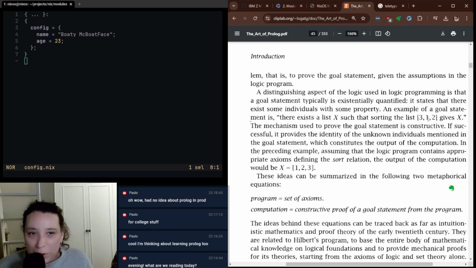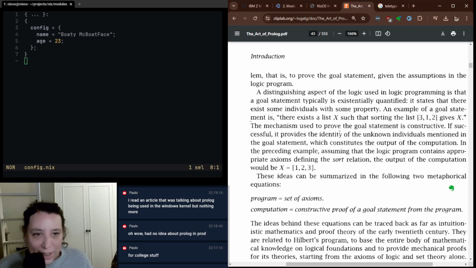Okay, cool. Which would be 1, 2, 3, right? The mechanism used to prove the goal statement is constructive. If successful, it provides the identity of the unknown individuals mentioned in the goal statement. Here, the unknown is X, which constitutes the output of the computation. In the preceding example, assuming that the logic program contains appropriate axioms defining the sort relation, the output of the computation would be X equals 1, 2, 3. Huzzah, I was right.